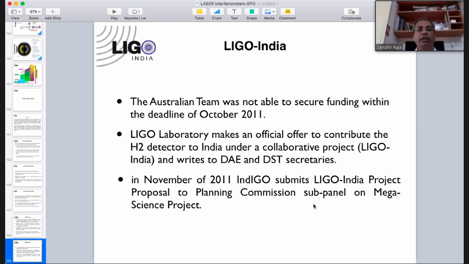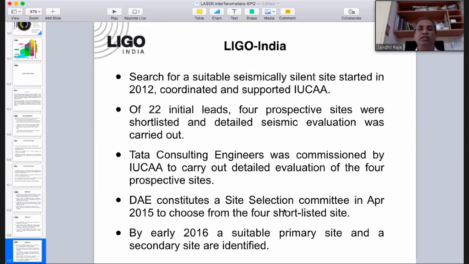Unfortunately, again, the Australian team could not garner the funding for the detector, and so LIGO Laboratory made a formal offer to India. And so in November 2011, LIGO IndIGO, the consortium that was trying to put together LIGO-India, and LIGO submitted a proposal called the LIGO-India Project to the Planning Commission to have a preliminary look at the project. And we had an in-principle approval for exploring possible sites in India.